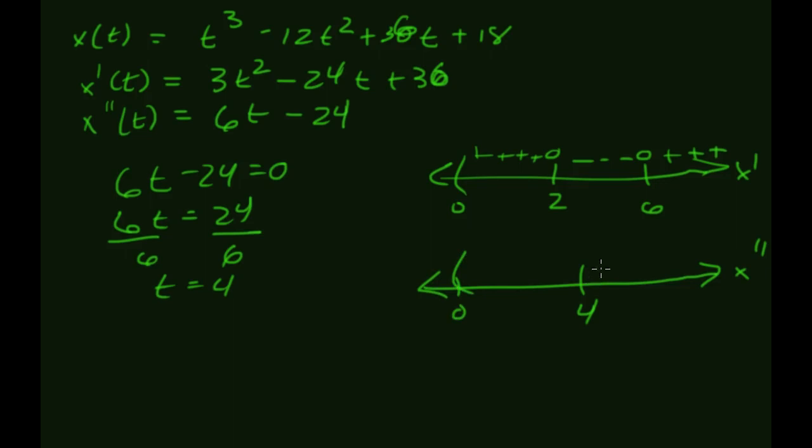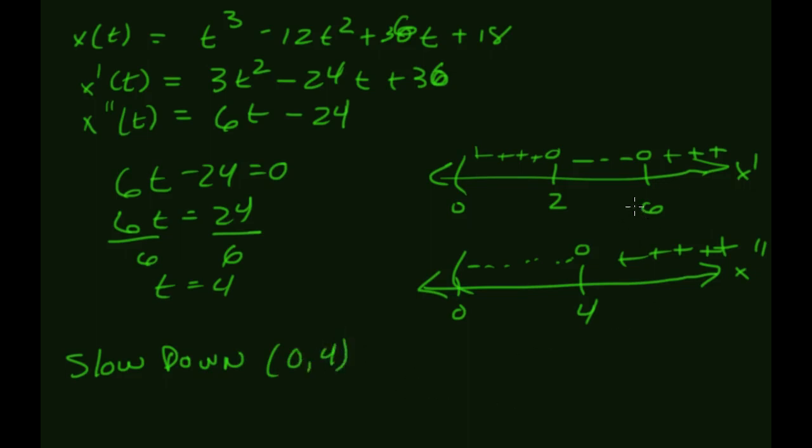So to the left of 4, we have negative acceleration. To the right of 4, we have positive acceleration. So what we want to look at is when this thing is slowing down and when it is speeding up. It slows down when the signs are different. So I'm slowing down on the interval 0 to 4.